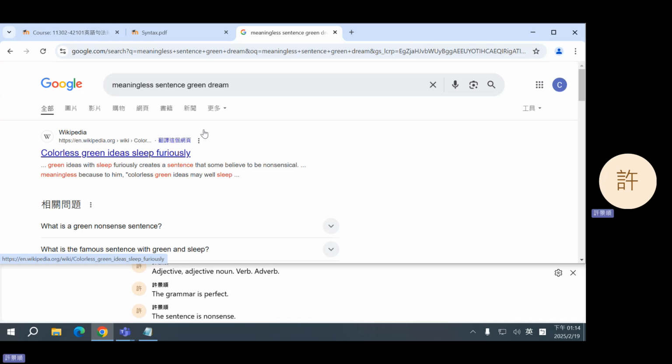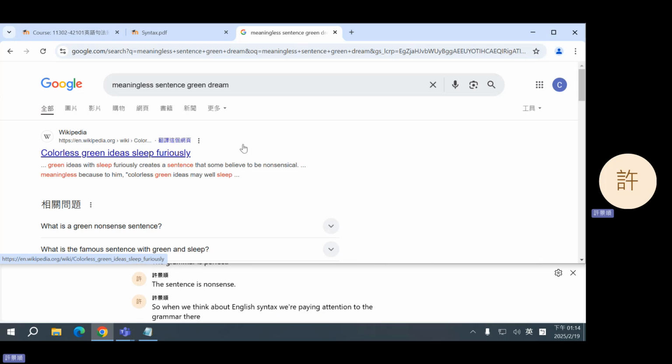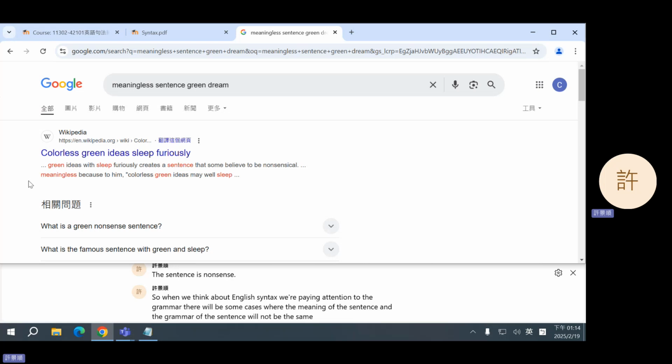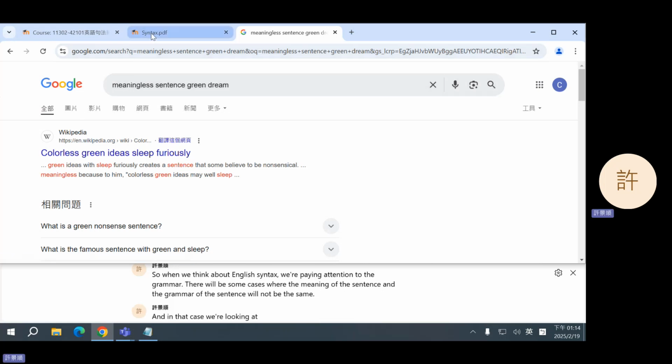So when we think about English syntax, we're paying attention to the grammar. There will be some cases where the meaning of the sentence and the grammar of the sentence will not be the same. And in that case, we're looking at the grammar.